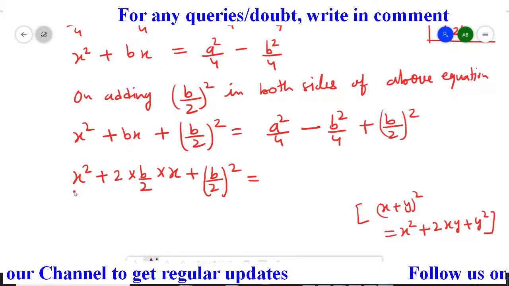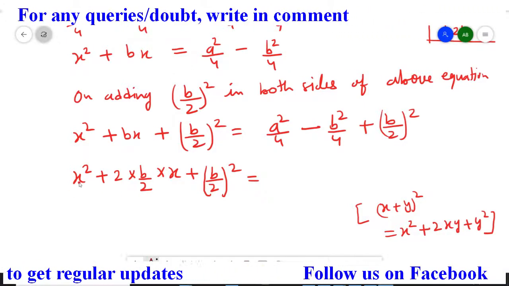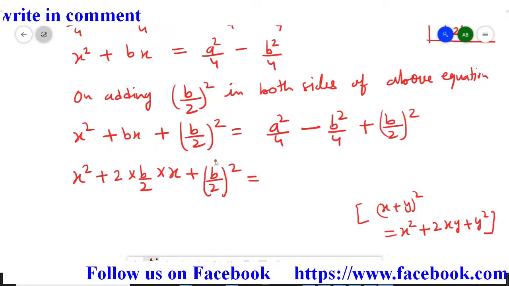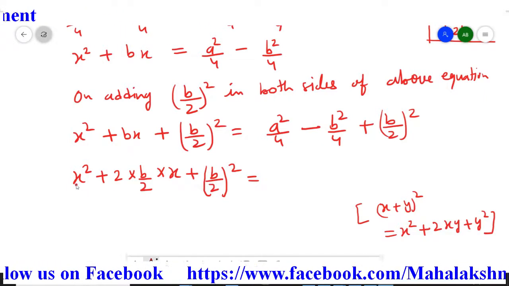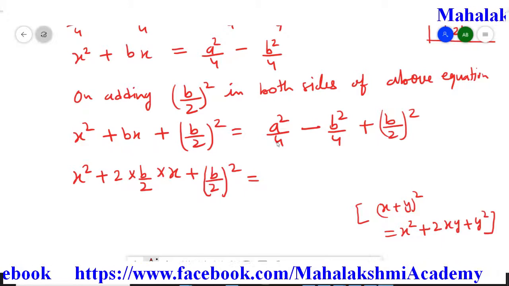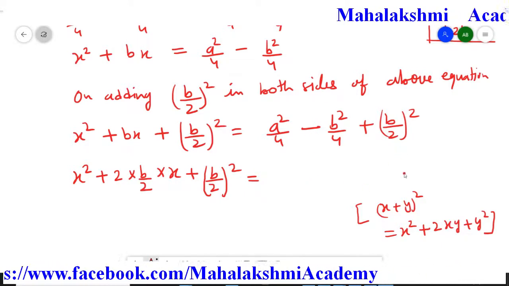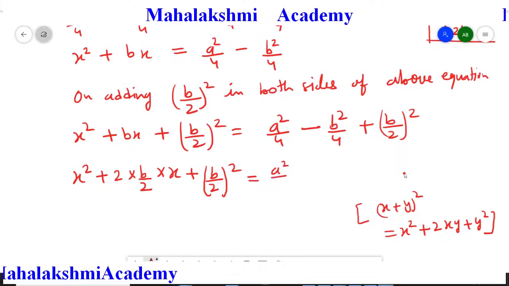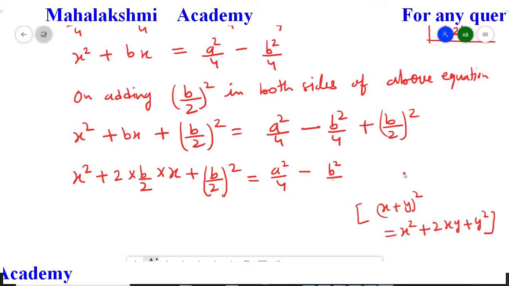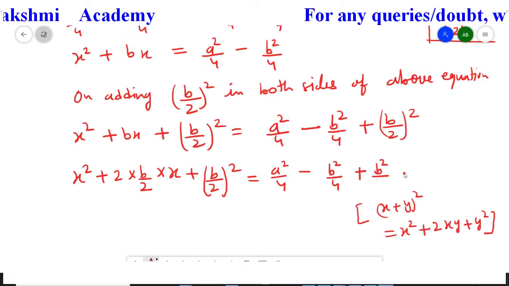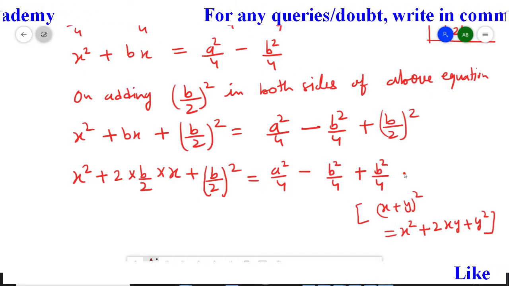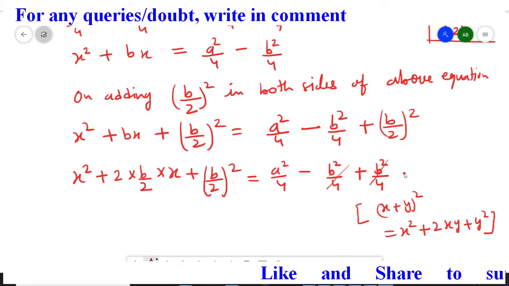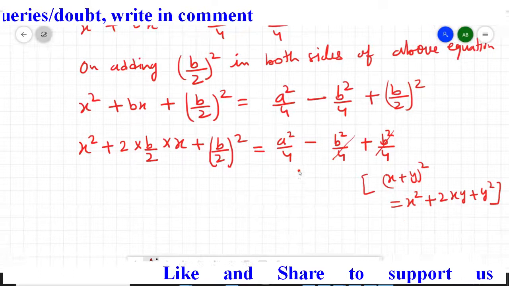So indirectly I converted this equation into the form of x square plus 2xy plus y square, which is (x plus y) whole square. So this is our y, b upon 2 is our y, and x is only x. Now on this side, these two terms we will write down as they are, and here we will do the square. So when we do this, we are going to get a square upon 4 minus b square upon 4 plus b square upon 4. Now here they have opposite signs, so they will cancel each other. So we are going to remain with only a square upon 4.